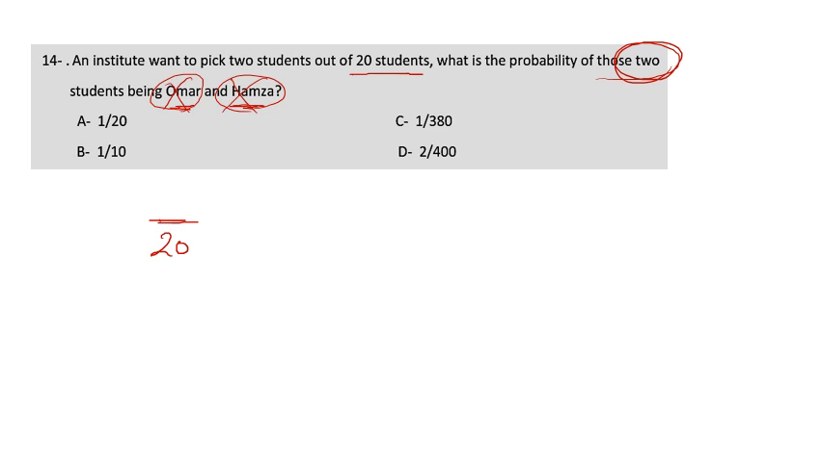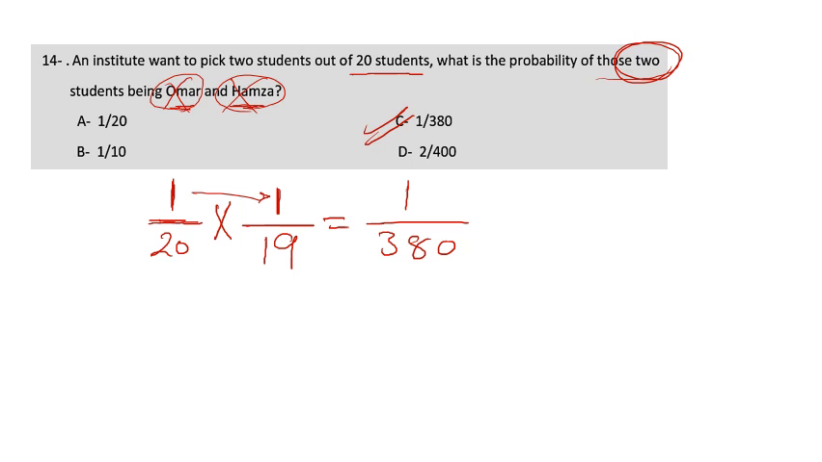The probability of picking the first student is 1 out of 20, as this student represents 1. But while you are going to choose the second student, you are choosing out of 19. And you also are going to take only 1 student out of these 19. So it's 1 by 1, which is equal to 1, and 20 multiplied by 19 is 380. So the right answer is C.